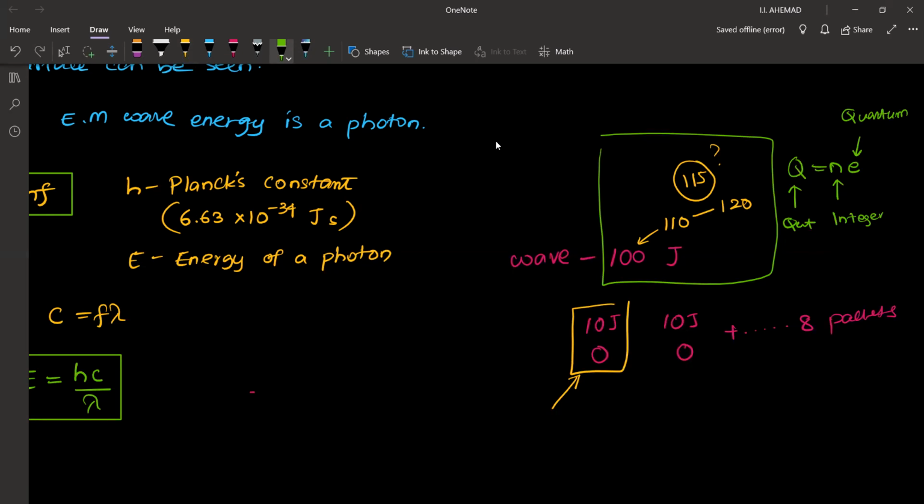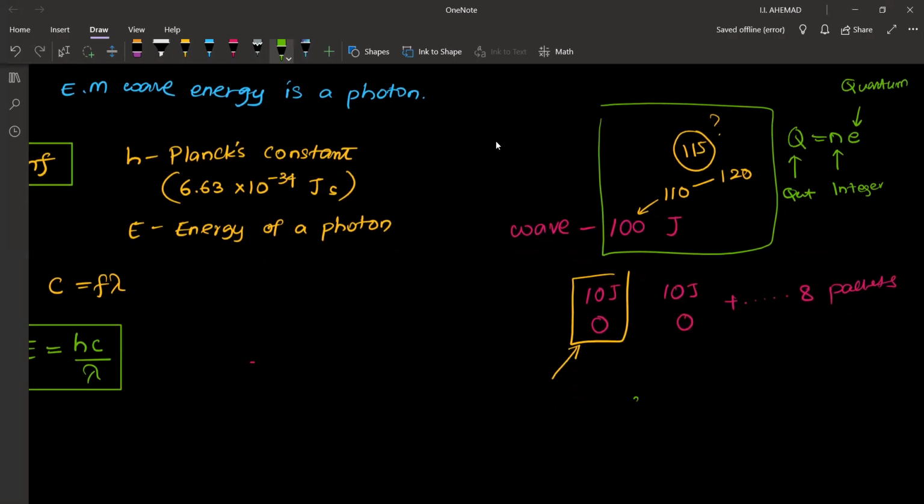So for this electromagnetic wave, the quantum is a photon. So you cannot divide a photon further. If we have a photon that has 5 joules of energy, then that wave can have 10 joules of energy, can have 15 joules of energy, and so on, but it cannot have 14, 13, 12, 11, it cannot have those energies.